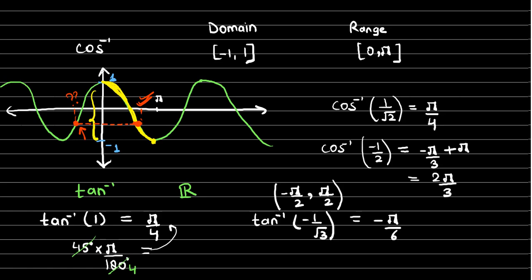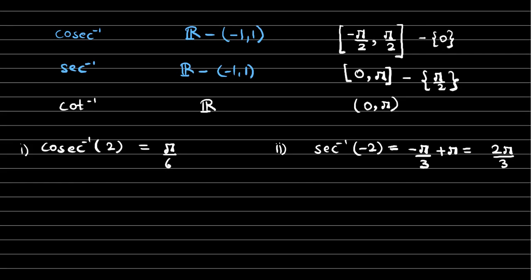So let's do one more. Find out what is cos inverse minus 1 over root 2. Do the fourth part also. Here it's negative. We will translate it to the positive side. This will give us 3 pi by 4. Come to the cosec inverse. Minus pi by 4. Here there's not a problem. Minus pi by 4 is okay.